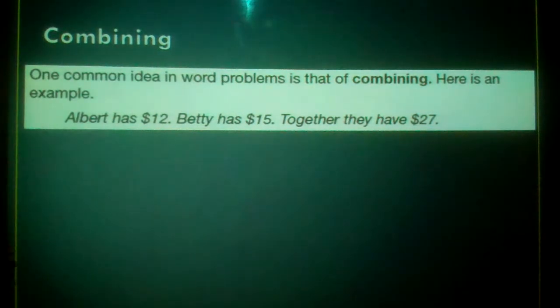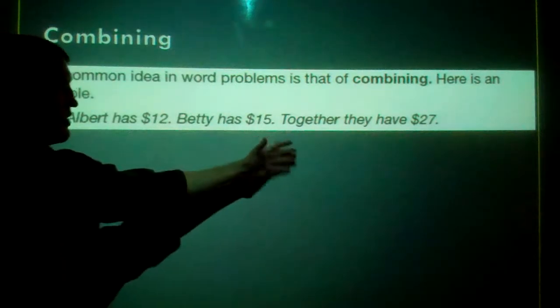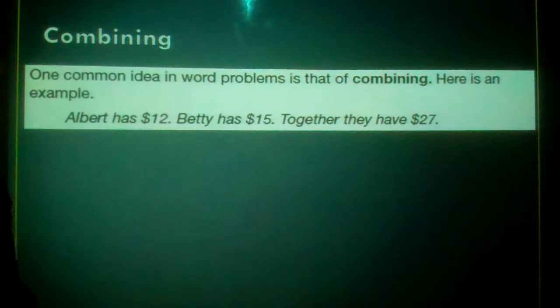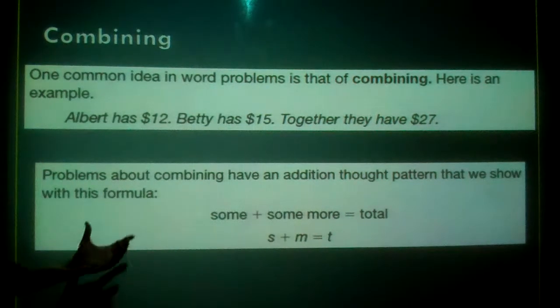One common idea in word problems is that of combining, and this would be an example. Albert has $12, Betty has $15, so together they have 27. There's that concept of addition. This is the most basic type of problem we could see. They're going to throw a little twist in once we get to our examples, but here's the basic setup of any combination problem. We follow a certain formula.